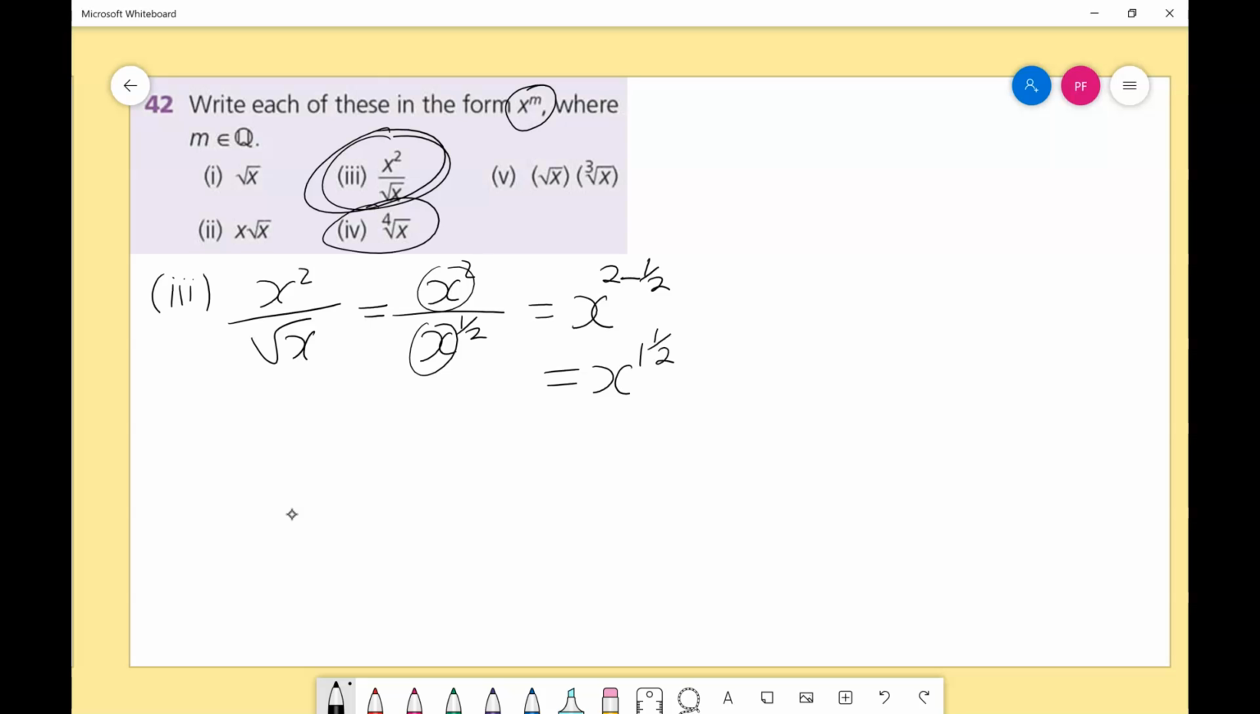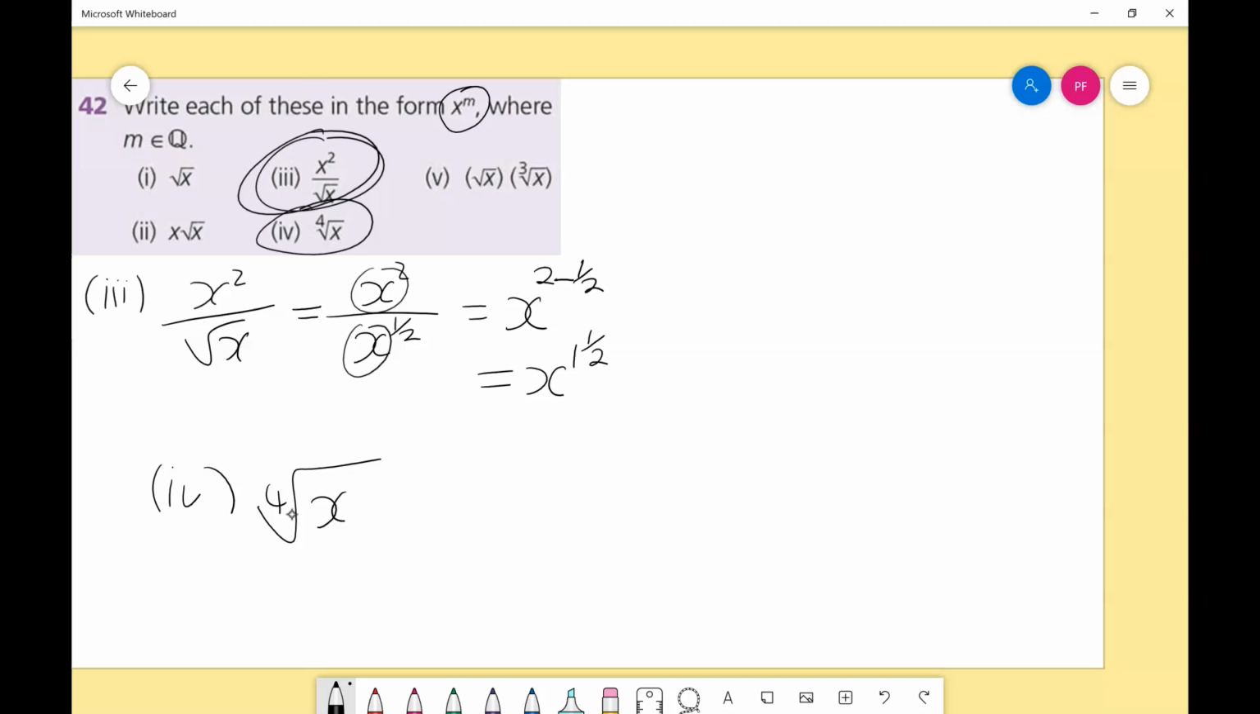Then I've got part 4. Part 4 is the fourth root of x, and we're doing the reverse of what we did in the previous section. We want to get rid of those root signs, so that's x to the power of 1/4.